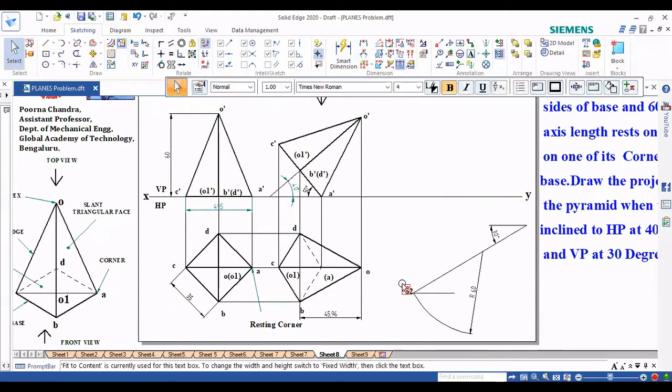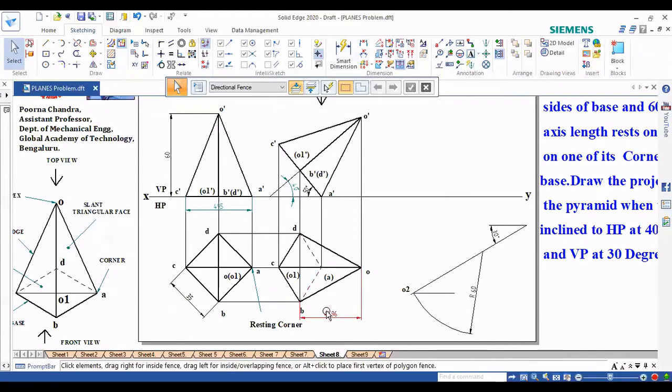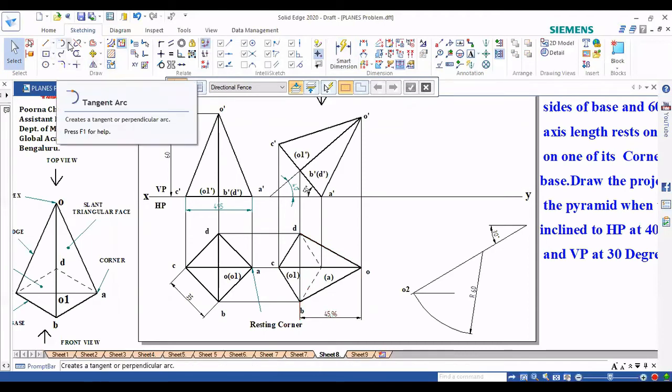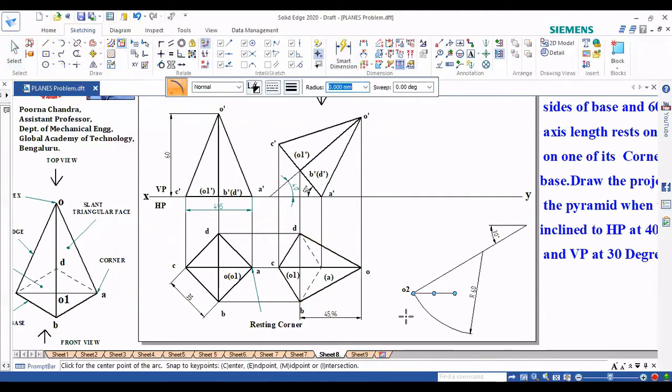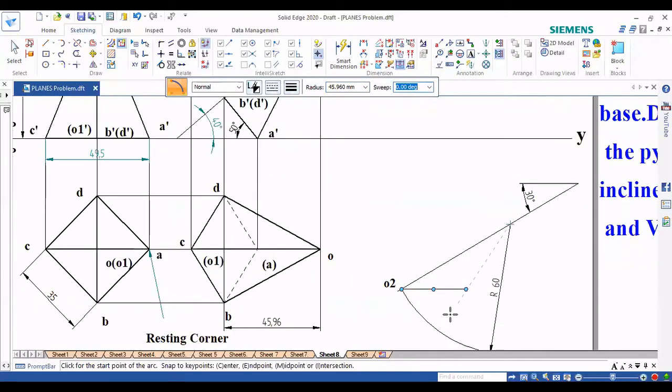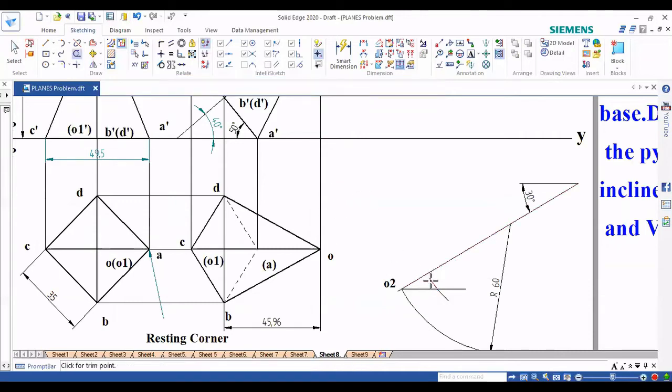Next, I need to cut one more arc for the length of O1, which is 45.96. So again, select the arc by center point method. You touch this arc, you get this resting point. If I touch this, I get the first position, first arc point. Then I can type 45.96, enter. Now we can cut one more arc like this. Then we can trim this further.